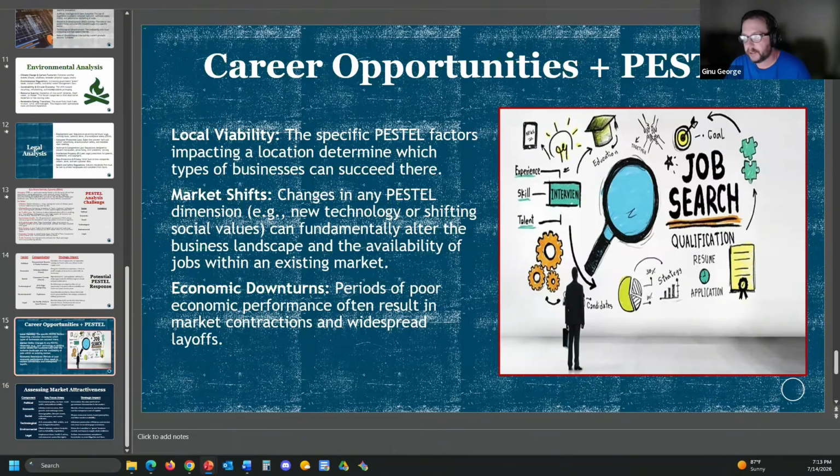Don't need a lot of VCR repair people anymore. Do need a lot of internet installation people, though. Finally, during macro, big picture economic downturns, businesses face contractions and widespread layoffs. If you understand PESTEL is not just about managing a business, it's about managing your own career path, identifying where the future jobs will be, you're going to be in a much better place.